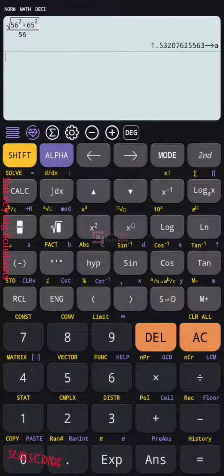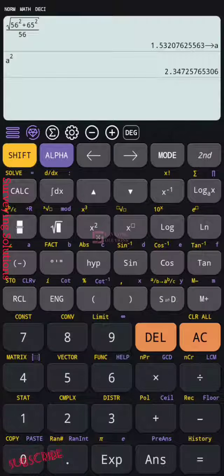How do you recall it? You just press alpha on your calculator and then press A. When you do that, you just say equal to. You now see that that particular value has been stored on the letter A, which means any operation you want to carry out, you just need to say alpha A, and then that particular result stored on that letter will be added to your operation. So with this now, we can say letter A squared. We know that the square root of 56 squared plus 65 squared all over 56 is what we are squaring, but the idea is that we don't type it out one after the other again. Is that not good? So that's one trick.